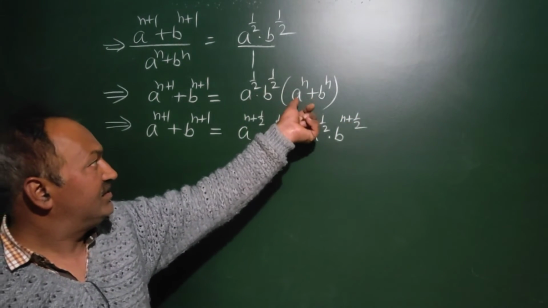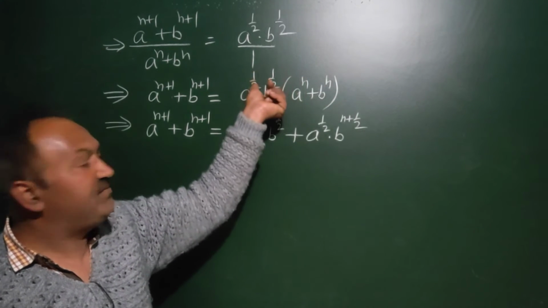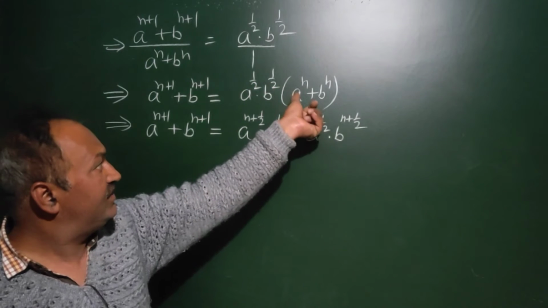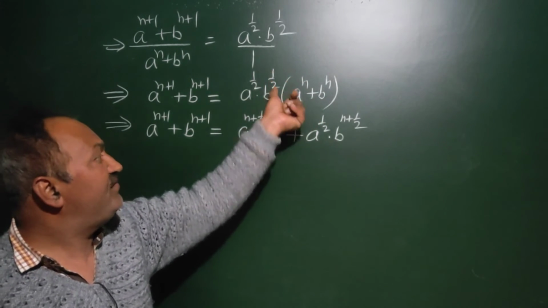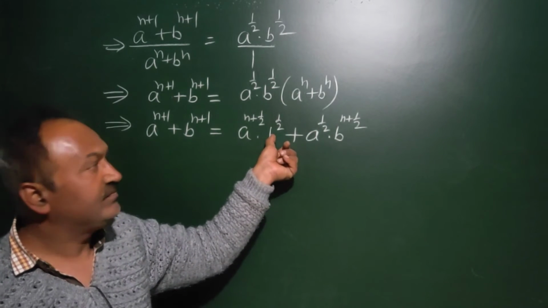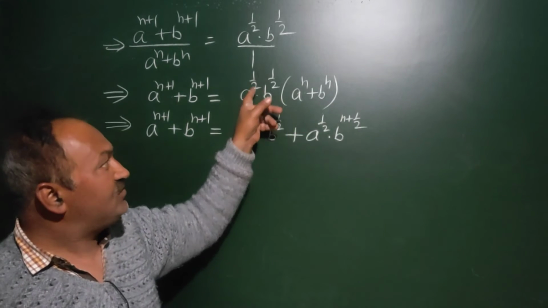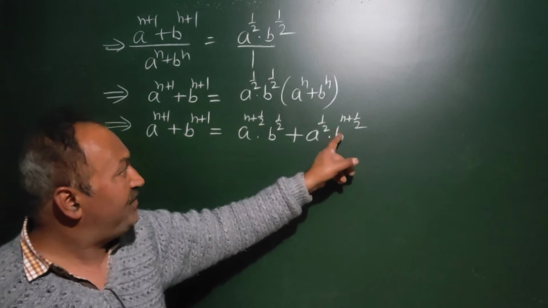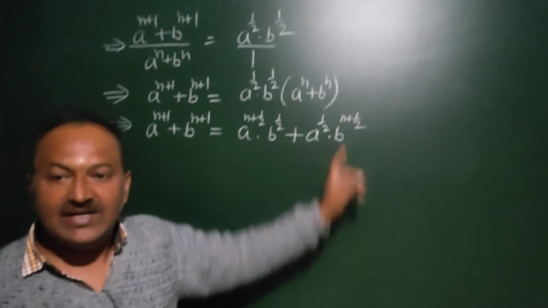Multiplying by this, a^n becomes a^(n+1/2), as powers are added. a^n times a^(1/2), and b^(1/2) as it is. And if we multiply by this, then a^(1/2) as it is and b^n becomes b^(n+1/2).